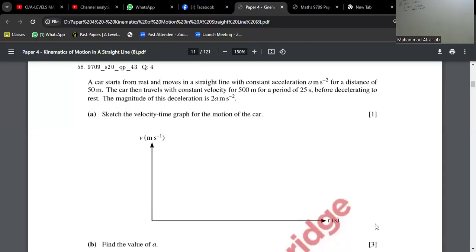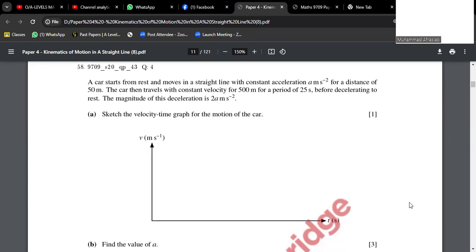A car starts from rest and moves in a straight line with constant acceleration a meters per second squared for a distance of 50 meters. The car then travels with a constant velocity for 500 meters for a period of 25 seconds before decelerating to rest. The magnitude of this deceleration is 2a meters per second squared. Sketch the velocity-time graph for the motion of this car.